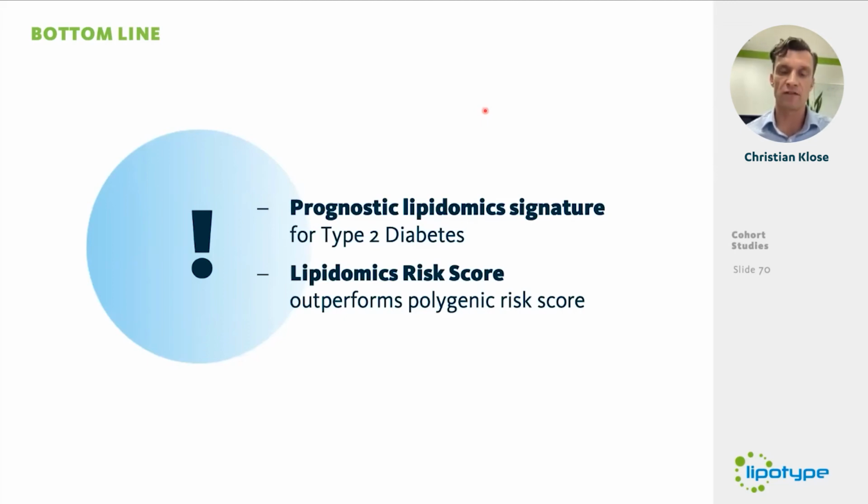So that means we have in this study identified a prognostic lipidomic signature for type 2 diabetes and could calculate a lipidomics risk score that outperforms the polygenic risk score. And that means it predicts the diabetes risk much better. The reason for that is most likely that the genotype just tells us something about our predisposition for getting a disease, while the lipidome, which is actually a real phenotype, shows us what's actually going on in our bodies and in our metabolism.